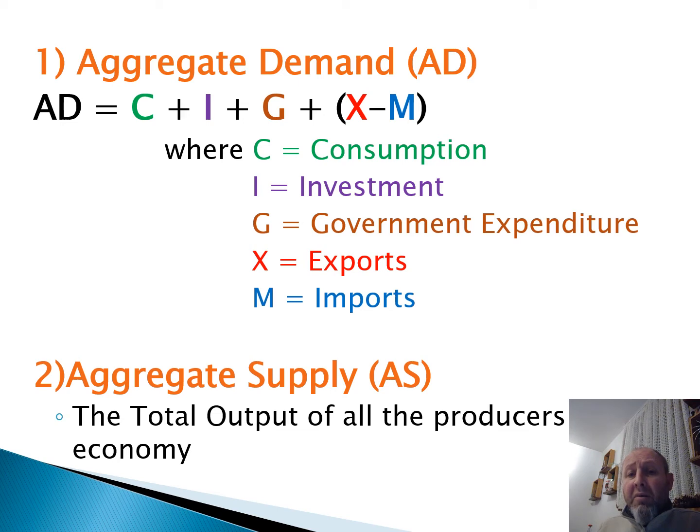Exports are called X because we're using the E for something else. The M is for imports because you can see we've already used the I.